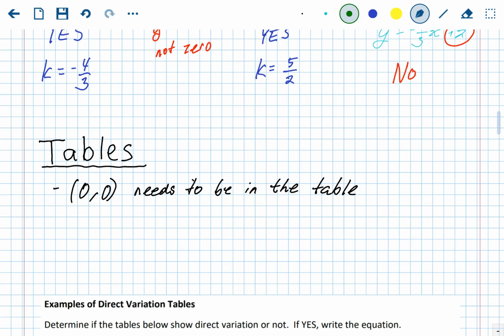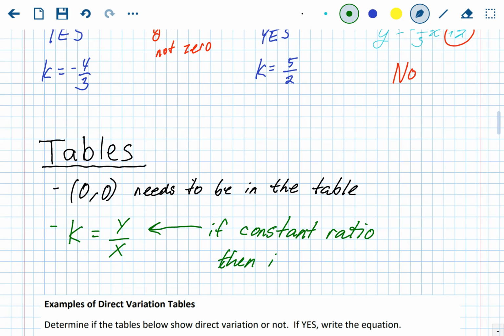The other way to check direct variation is that ratio of y over x has to be the same. That k value, the constant of variation, is the ratio of y over x. So in your table, you have x values and you have y values. If you divide y divided by x, and it's the same factor each time, then that is direct variation. So if your k value, if your y over x ratio is constant, okay, throughout the entire table, then it is direct variation. So if it's a constant ratio, then it is direct variation. We'll say dv, direct variation.